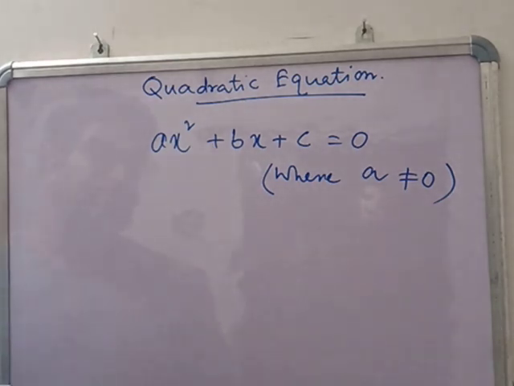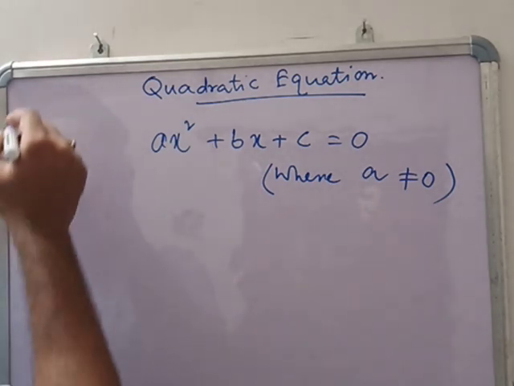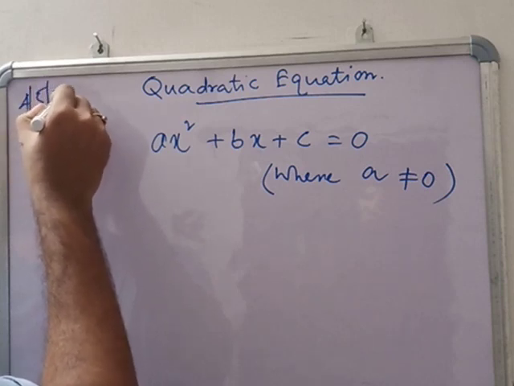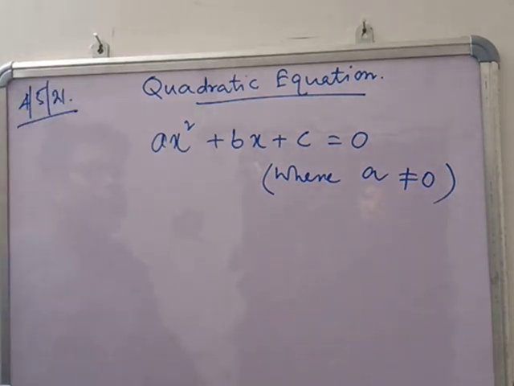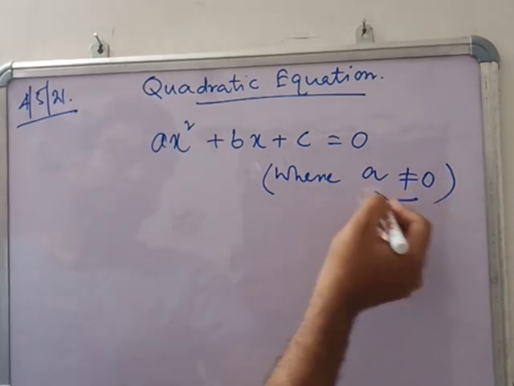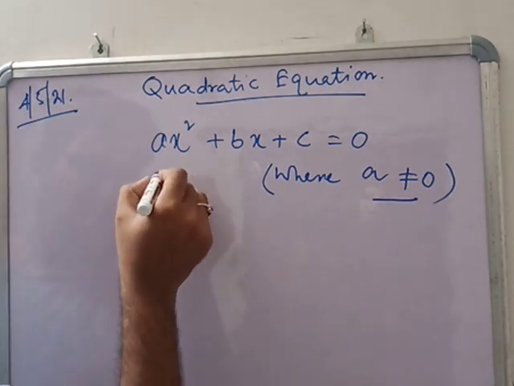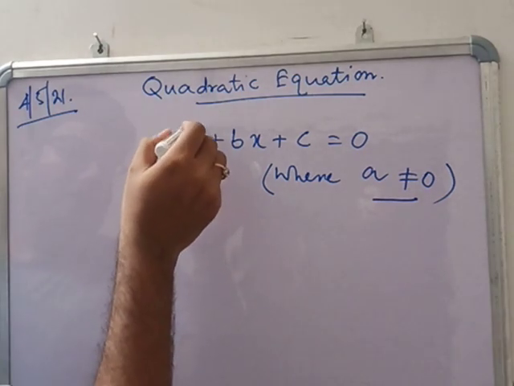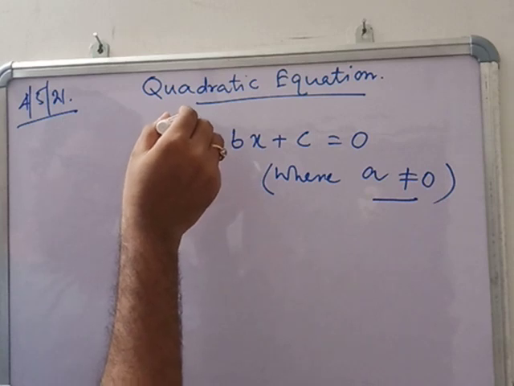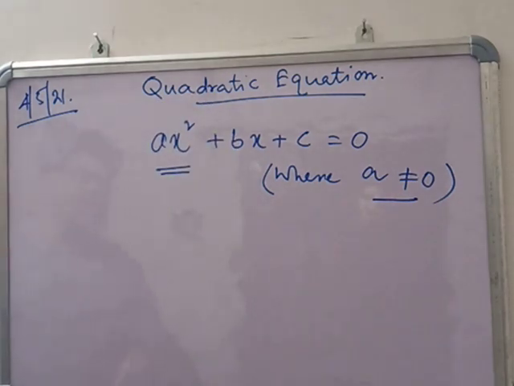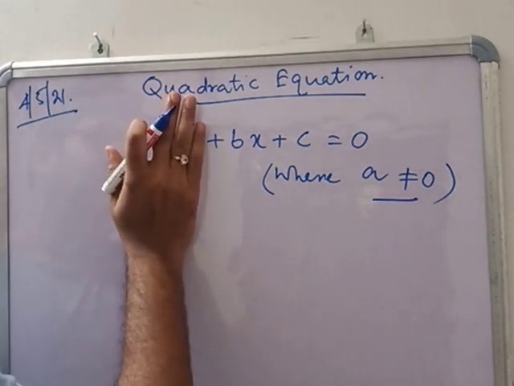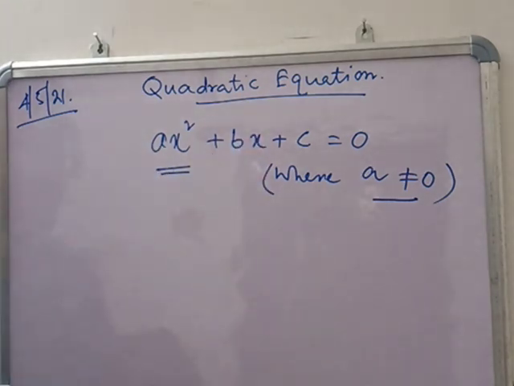So this is the equation, where a not equals to 0. This is the very important thing: a not equals to 0. Why a not equals to 0? Because if a equals to 0, then the highest power of x, that is 2, becomes 0. That means this is a linear equation, that is ax plus c or bx plus c types. So that's why I am telling a not equals to 0.